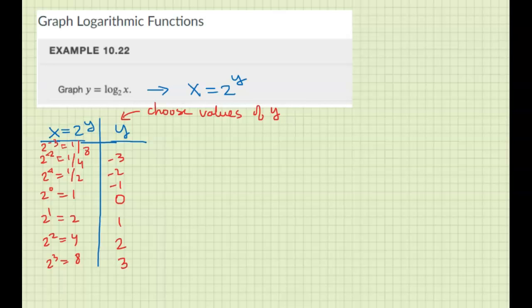Notice this is like the table that you make for the exponential function, but your x and y values are switched around. Again, exponentials and logs are inverse functions. So let's graph this. I'm going to draw the x and y axes. 1, 2, 3, 4, 5, 6, 7, 8, 9, 10. 1, 2, 3, 4, 5. 1, 2, 3, 4, 5.